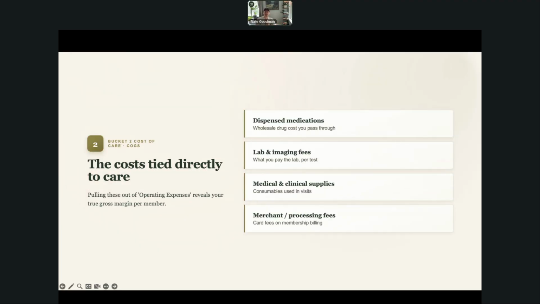So then the next is the cost tied directly to care. We pull these out of operating expenses. By doing so, we can really understand what are the variable costs that we have for each patient. So we have dispensed medications, wholesale drugs that you cost and you pass through to them. It's just at cost. You might have lab and imaging fees, medical and clinical supplies, merchant and processing fees. You can put this up in the cost of goods sold because it's just directly related to those card fees that they're paying you.